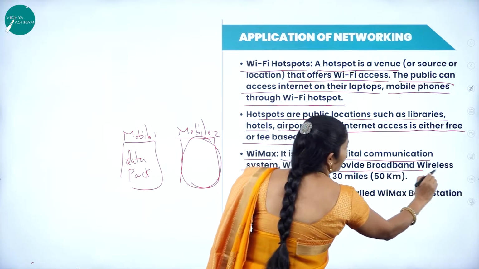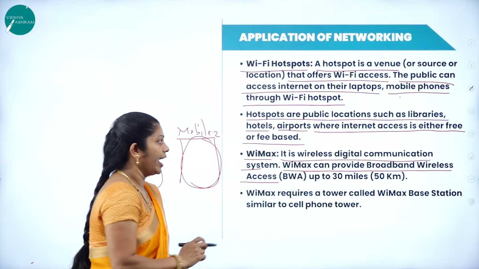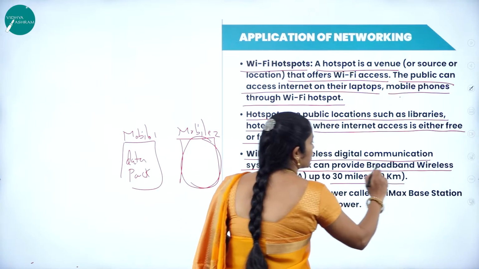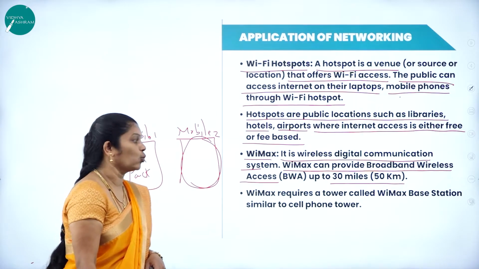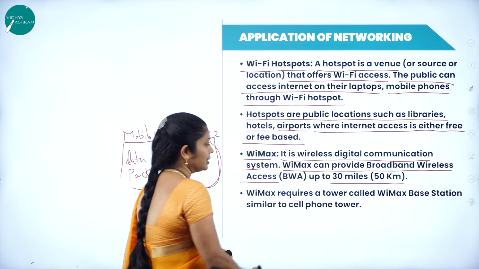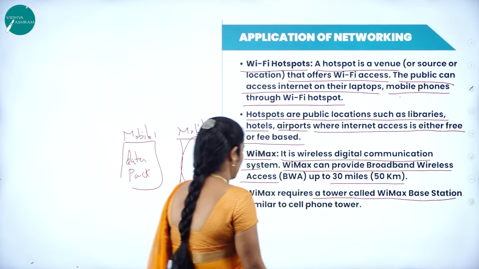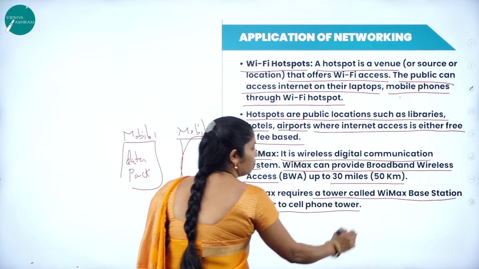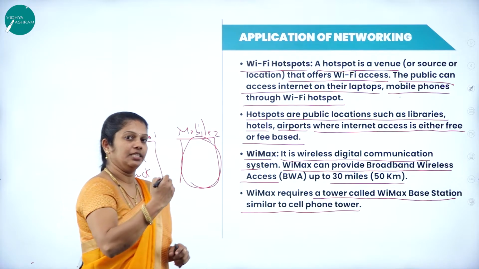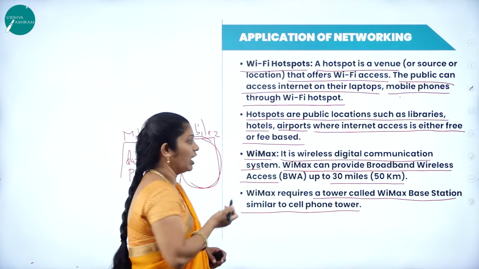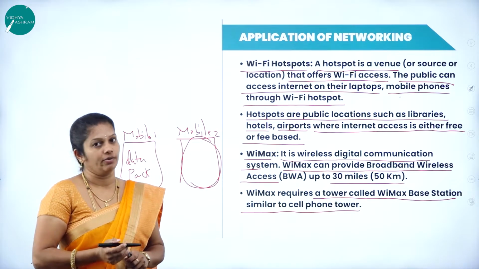There is no direct connection. WiMAX can provide broadband wireless access, that is BWA, up to 30 miles or 50 kilometers. WiMAX requires a tower called a WiMAX base station, similar to a cell phone tower. In the same way that we use a tower in telephones, for WiMAX also we need a tower. By that we can transfer our data.